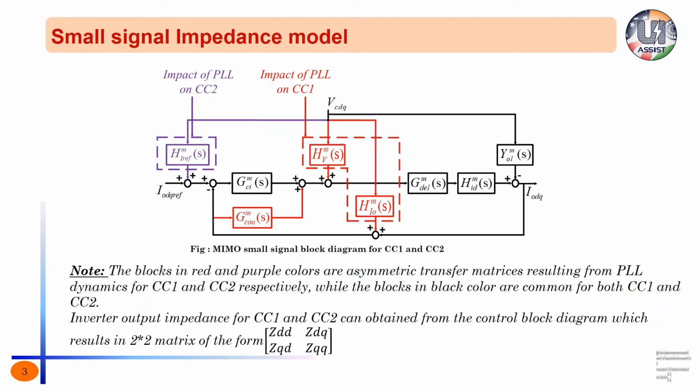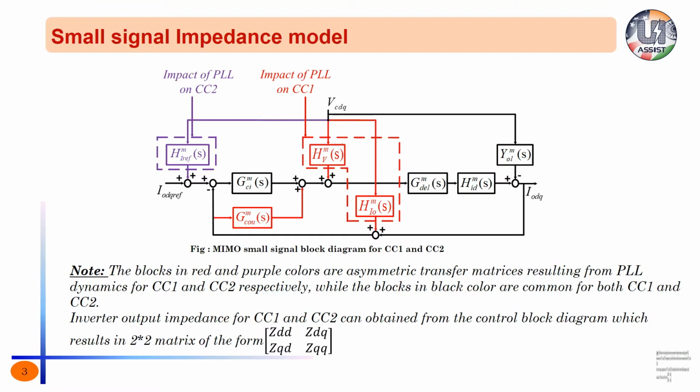Impedance models can be developed either in DQ frame or alpha beta frame. Here we have developed the models in DQ frame. So the current controller 2, which is in alpha beta frame, has to be frequency translated to DQ frame. To achieve this frequency translation, we have utilized the convolution property of Laplace transform.